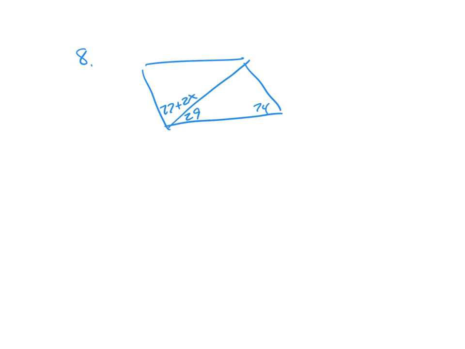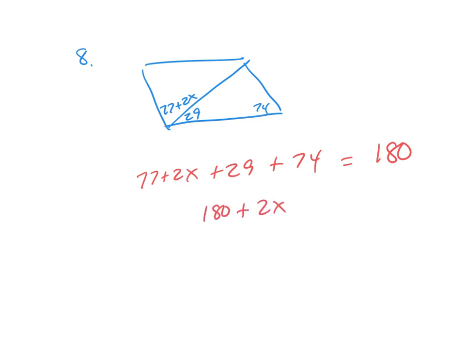So what's the equation we have to put in? 77 plus 2x plus 29 plus 74 equals 180, because those two are consecutive angles. All right, so then we just start cleaning it up. So 180 plus 2x equals 180. Subtract 180, we get 2x equals 0, x equals 0. So if they just want x, you're done.